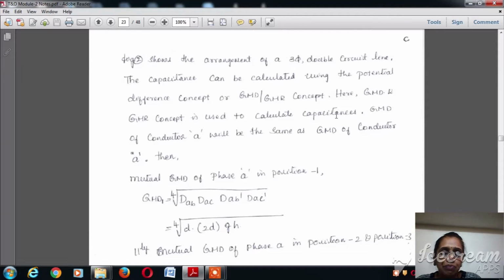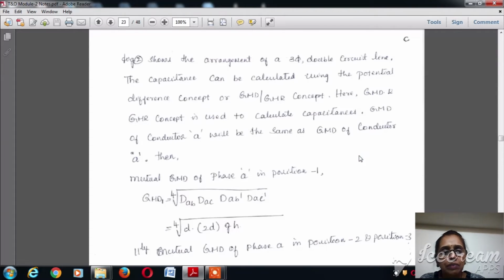Now figure 2 shows the arrangement of the 3-phase double circuit line. The capacitance can be calculated using the potential difference concept or the GMD and GMR concept. Here the GMD and GMR concept is used to calculate the capacitance.